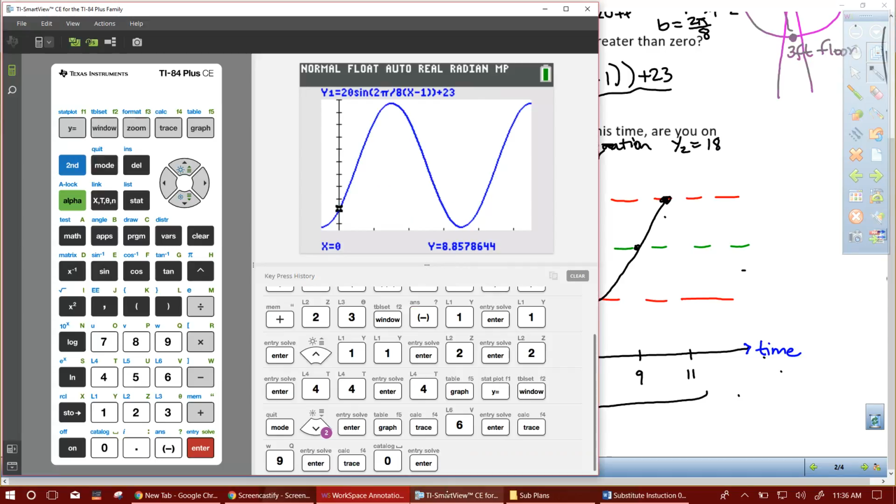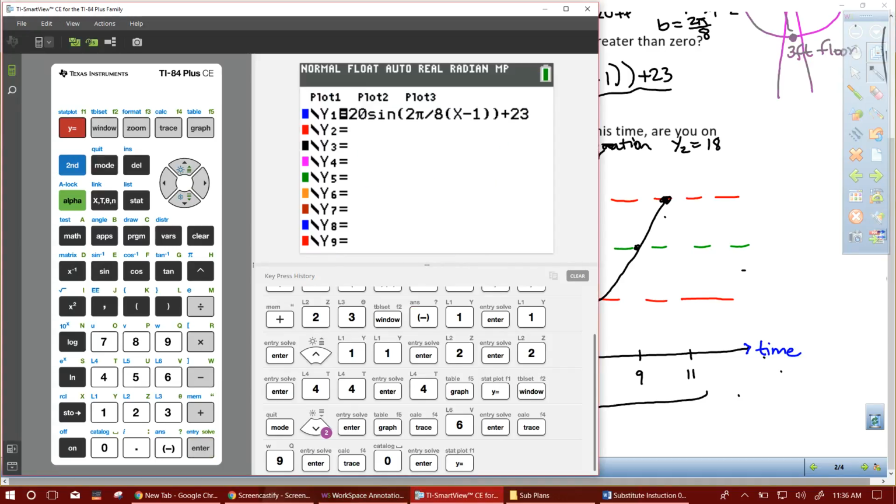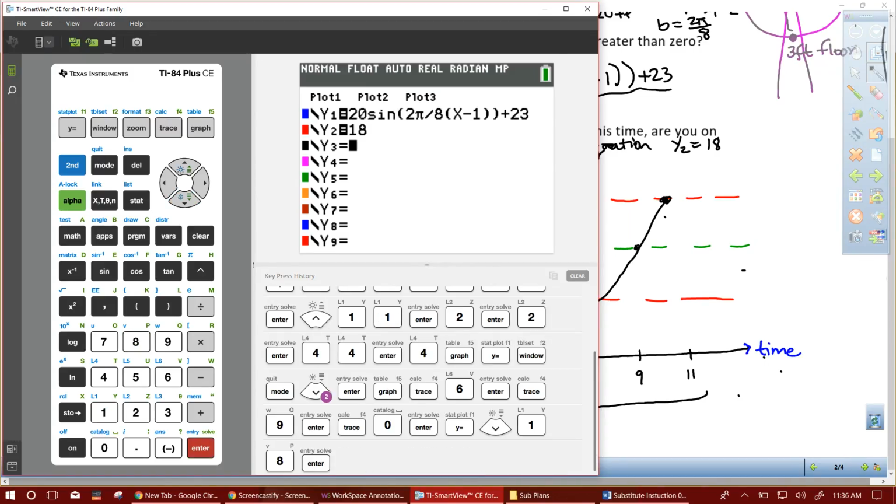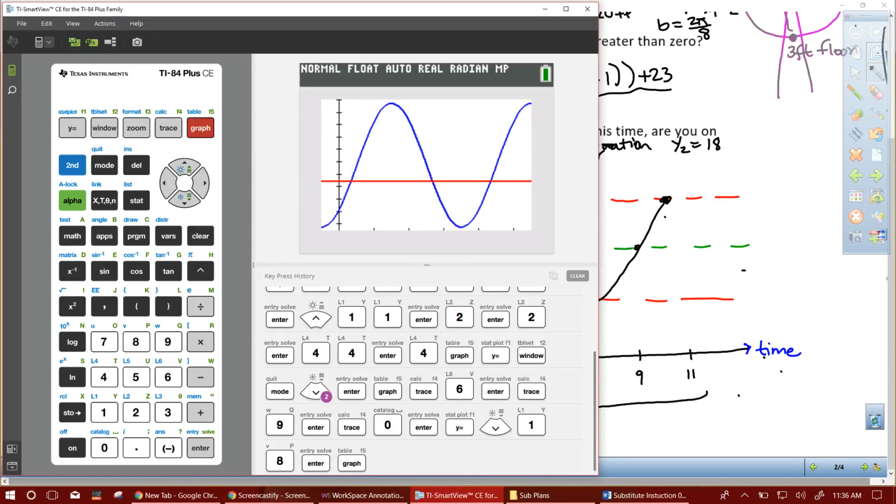So I'm going to go back to my calculator, press my Y equals, and I'm going to change my Y2 to 18. And I'll press enter. So when I graph it, I'll see that line for 18 come across my screen. So you can see that I have 1, 2, 3 places that I have a solution.